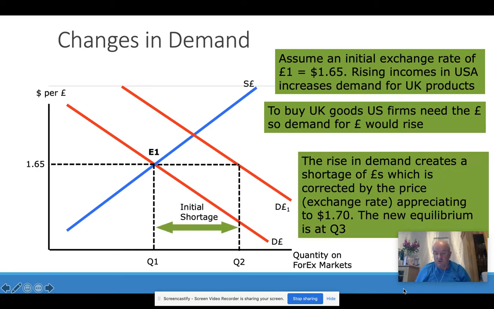That's going to create an initial shortage, because there's a greater demand for pounds, and that will be corrected by the price mechanism and essentially the exchange rate changing. So we've got an initial shortage, but that is then countered by the equilibrium point moving to E2, quantity 3, and basically the increase in price, so that our £1 now is worth $1.70. So the value of our pound relative to the dollar has actually increased.